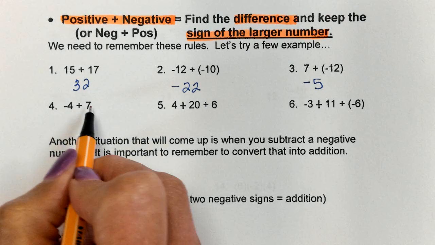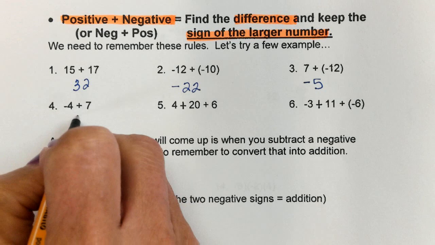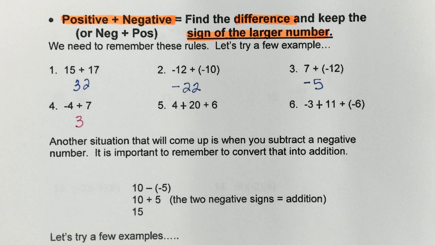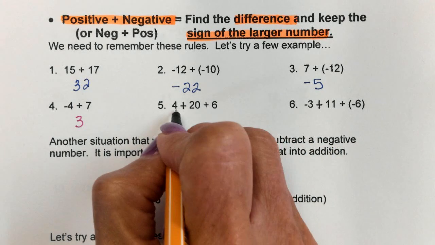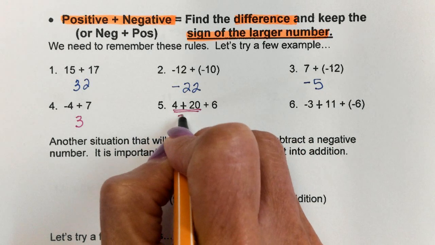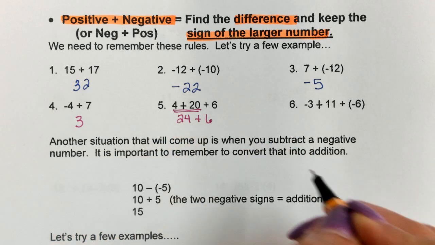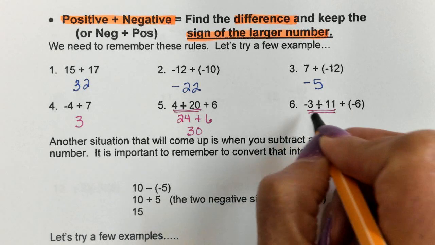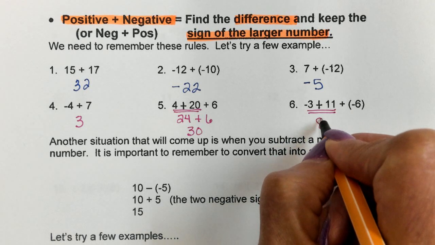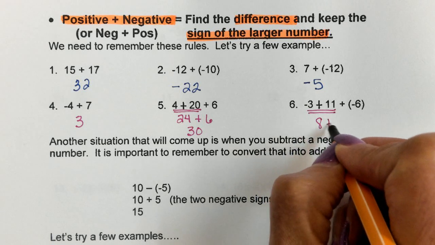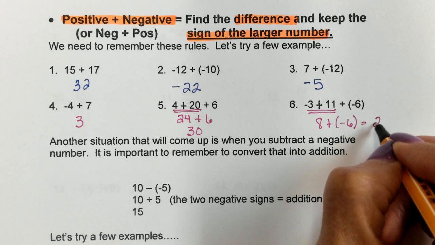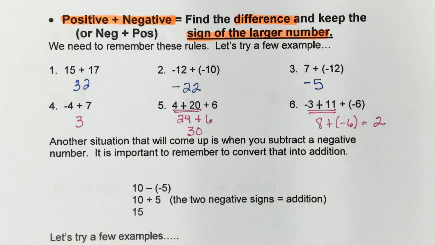The next one, same thing. These are opposite signs. We're going to subtract, which is 3. There's more positives than negatives, so that's going to stay a positive 3. Here we have 3 numbers, so just take them 2 at a time. 4 plus 20, 24. Plus 6, those are positives. Add and keep the sign. Here, 2 numbers at a time. These are opposite signs, so we're going to subtract. I have more positives than negatives. Bring down this negative 6. Same thing here, opposite signs. Subtract 2, more positives than negatives, therefore my answer is going to be positive.